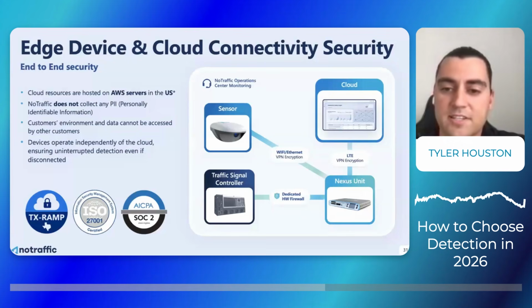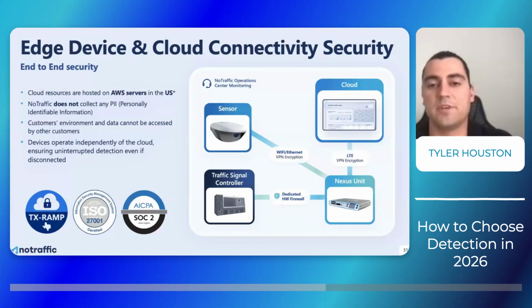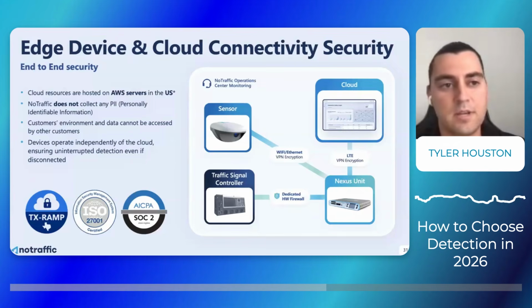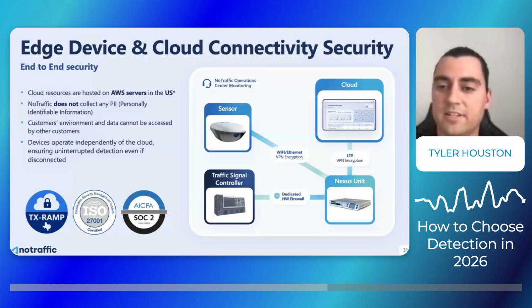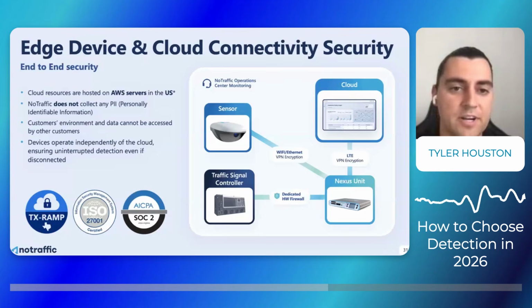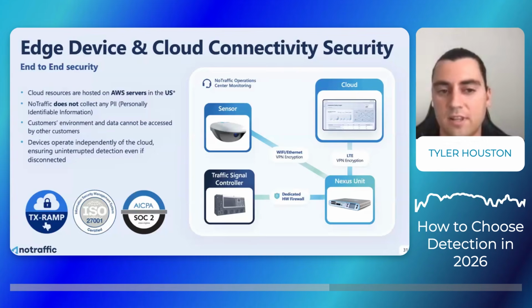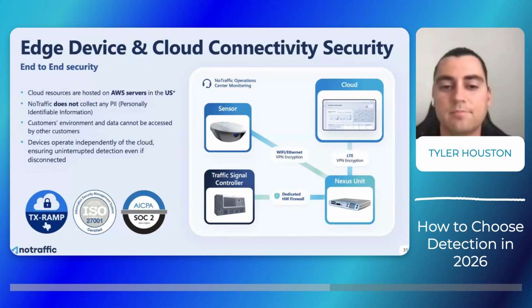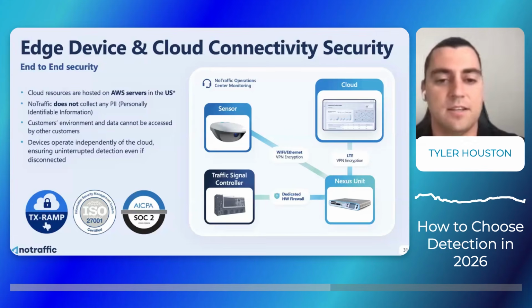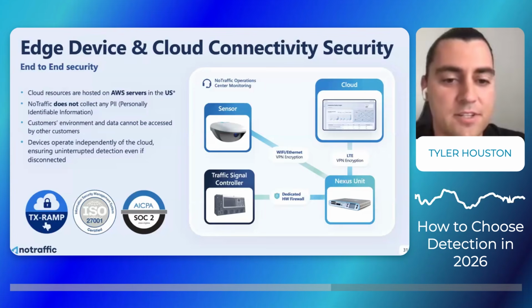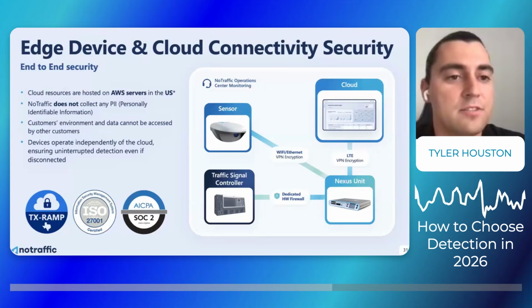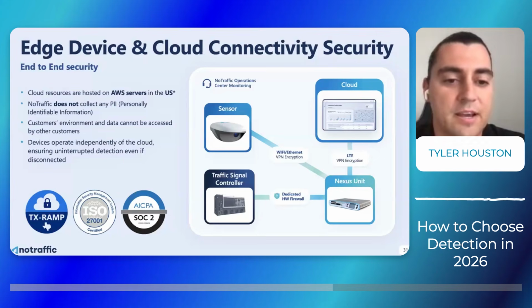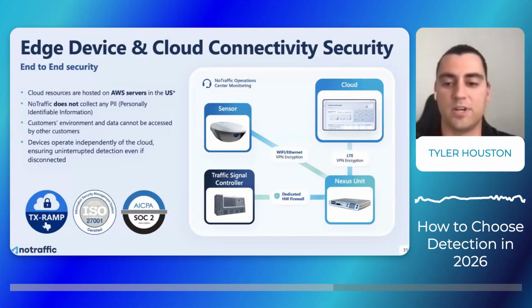And additionally, since this is a traffic detection system, it is enabled through the cloud, but it's not dependent on the cloud to run. So if we were to lose that LTE connectivity with our AWS server, the traffic detection system continues to operate like the traditional detection system. Lastly, we are a very security-focused company. So we are ISO 27001 certified, SOC 2 Type 2 certified, and we are TX-RAMP certified as well.